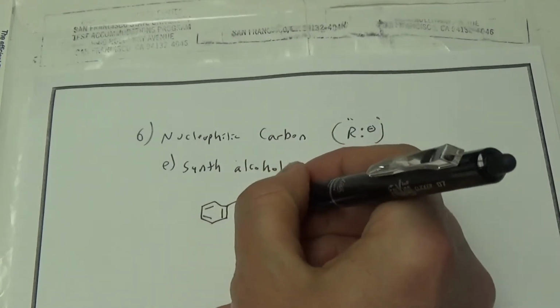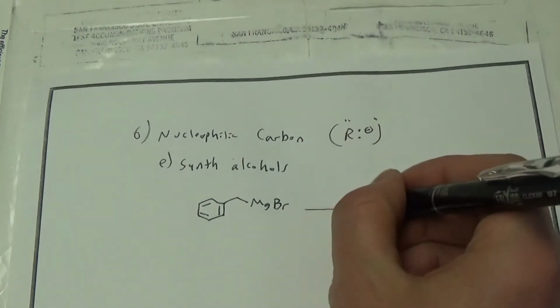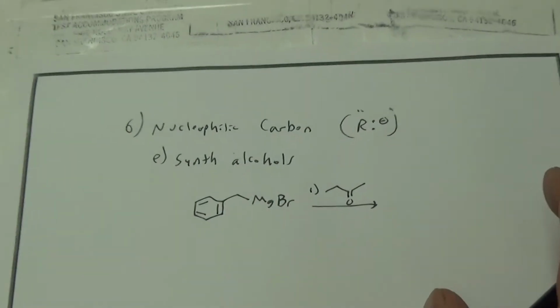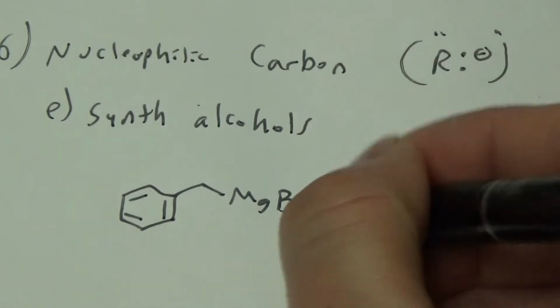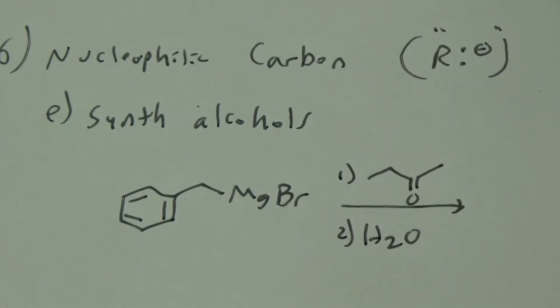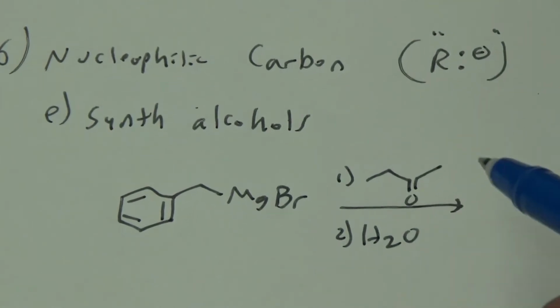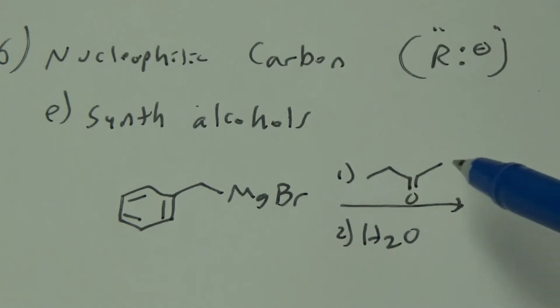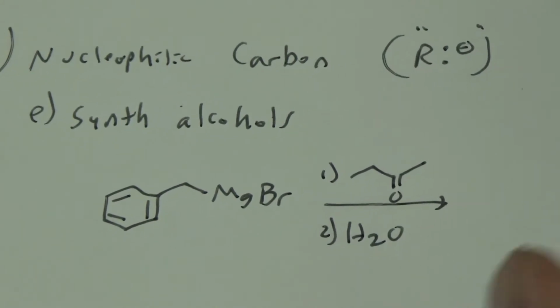Here's a Grignard. Grignards are MgBr things. Let's react this one with methyl ethyl ketone, with water or acid as our second step. First of all, if this is a ketone and we're reacting a Grignard with a ketone, what kind of alcohol will we get? Is it primary, secondary, or tertiary? It's going to be a tertiary alcohol.